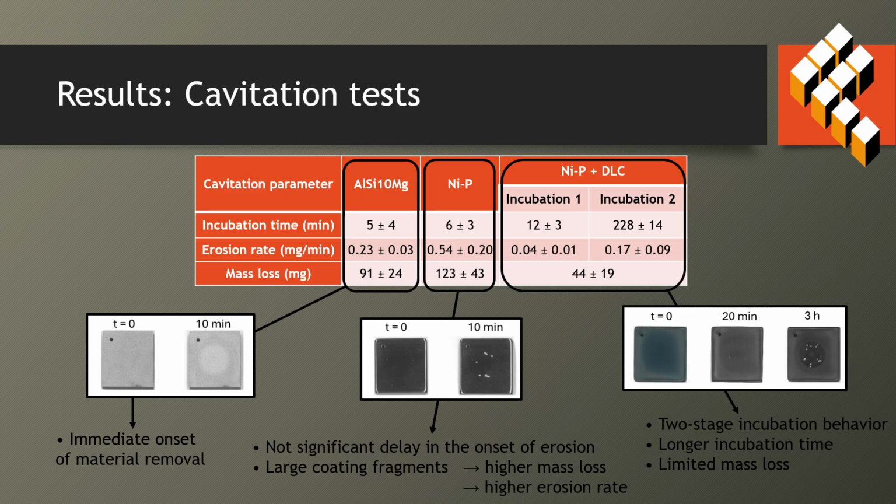This table summarizes the main parameters obtained from cavitation tests. Aluminum silicon 10 magnesium alloy presents the immediate onset of material removal. For the NIP coated sample, the incubation time is comparable to the bare alloy. The large coating fragments detachment from the NIP coating resulted in higher mass loss and erosion rate compared to the bare alloy.